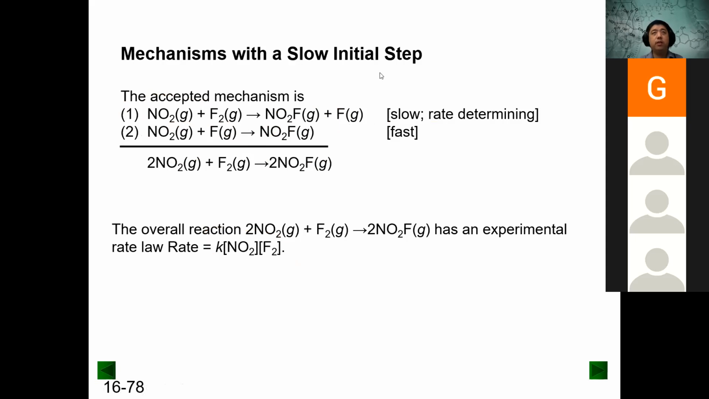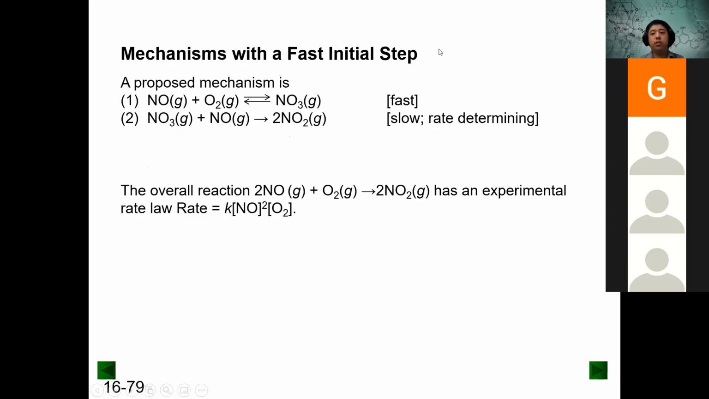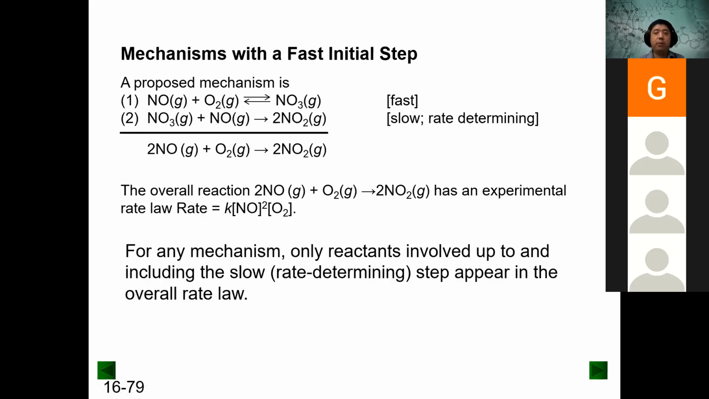Okay. With that said, let's take a look at a fast initial step. So just as I mentioned before, the first step is very fast. It's the second step or later step that is where it becomes slower. Okay. Usually they give you two things. Sometimes they give you three different reaction mechanisms.